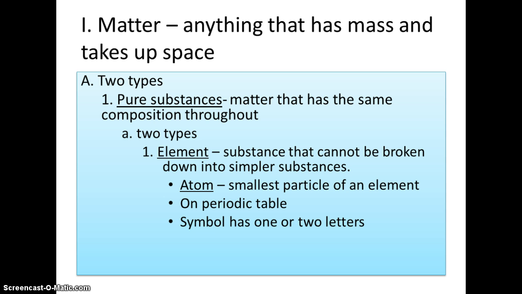If you're looking at one of those, it has symbols on it, and it always has one or two letters, and the first letter is always capitalized. For example, here we have Cl, which is chlorine, Al, which is aluminum, and Fe, which is iron. So the first letter is always capitalized. It doesn't always have to have two letters. It can have one letter. For example, capital H is hydrogen.